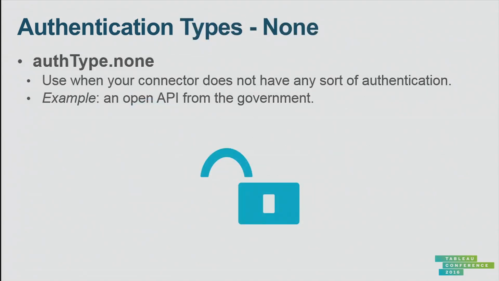So the first type is none. This is like the Excel file. It's really easy. This is the default. Nothing really to worry about. An example would be an open API from the government. This is, I think, what a lot of people start with web data connectors, and it can be very powerful. You would assign tableau.authType to this enumeration of none.